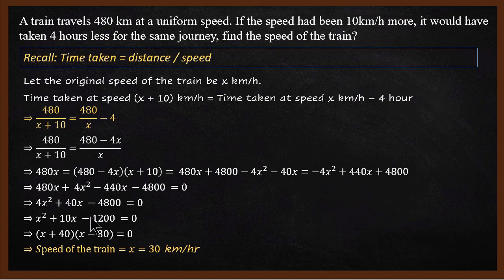And then eventually you simplify this equation, you end up getting a quadratic equation like x squared plus 10x minus 1200. You factorize and you show that the speed is 30 kilometers per hour. So in other words, you take a text statement equation, convert it into quadratic equation, and then you find the speed. Okay.